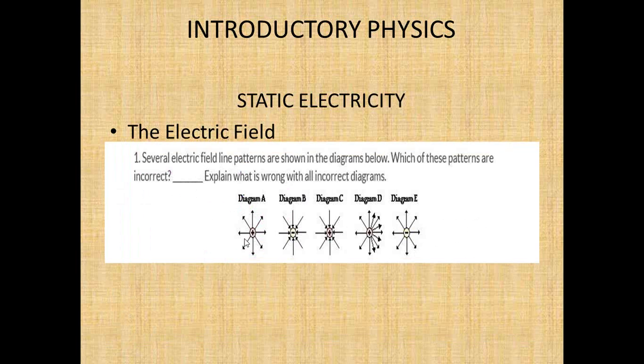So let's look at diagram A. This is a positive charge. We know that for a positive charge, the lines are going to go away, because if we have a positive test charge, this positive charge is going to repel it, so the lines have to go away. So this is correct. Let's look at B. It's a negative source charge, and the test charge is always positive, so it's going to attract your test charge. So the lines are going towards it. This is correct.